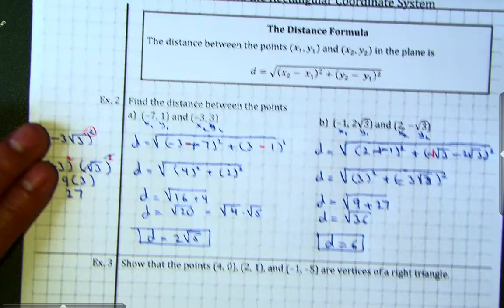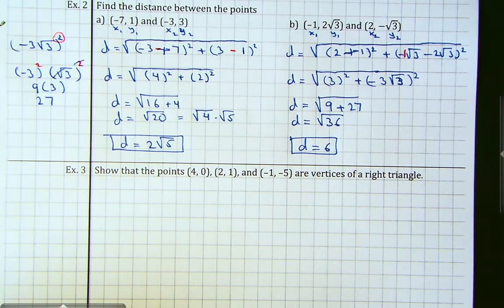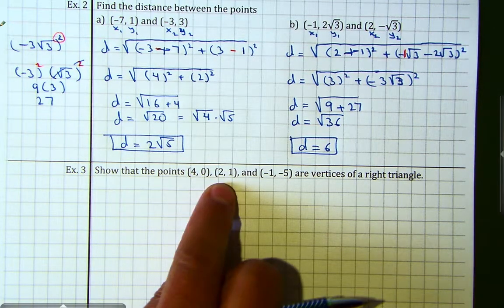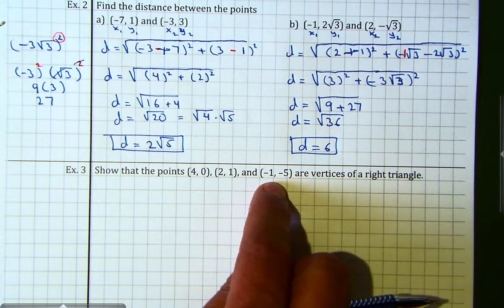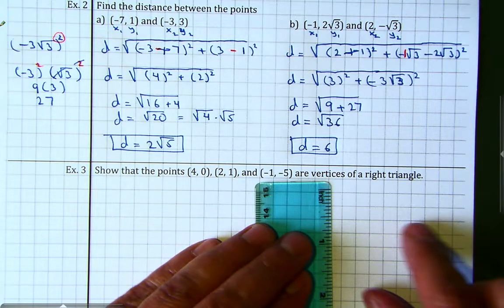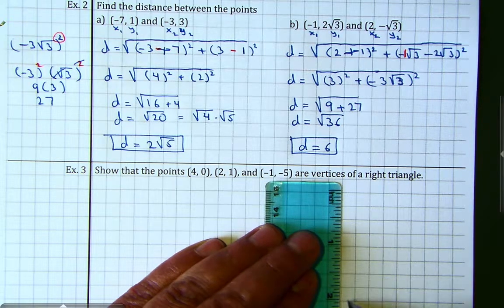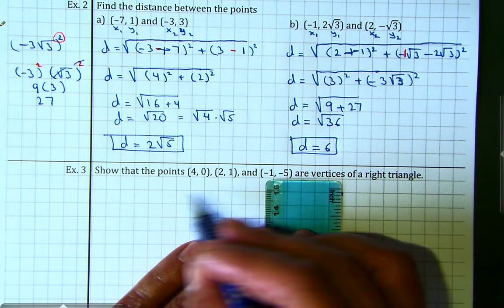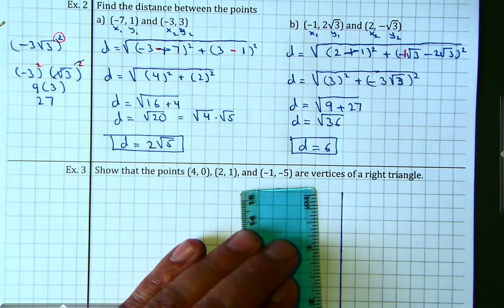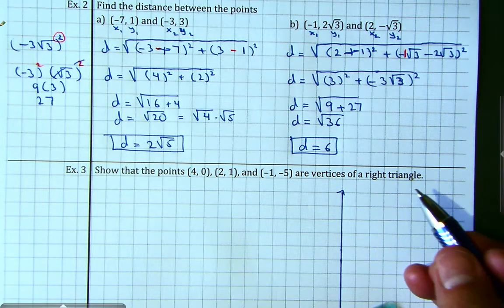Example number 3. Go and copy it down, and we'll start once you're ready. So go and pause it. Show that the points (4, 0), (2, 1), (-1, -5) are vertices of a right triangle. So let me make an x and y axis, and let's go and plot them. And I'm just going to make a 5 by 5. That's all I need. So 2, 4, 5, 2, 4, 5. Make sure that you are using a ruler when you are making a graph.